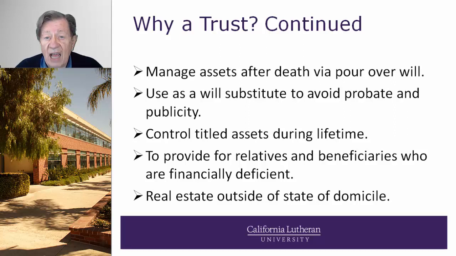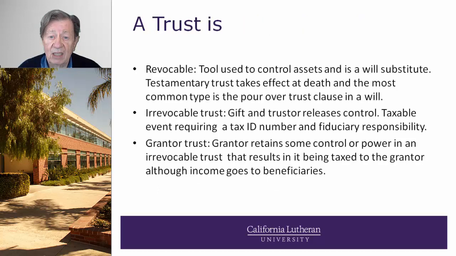We can control the assets during lifetime by titling them as a part of a trust, and we provide for relatives and beneficiaries who are financially deficient, which is again a real protection for the beneficiaries. And then finally, we use it for real estate outside the state of domicile to avoid secondary probates.